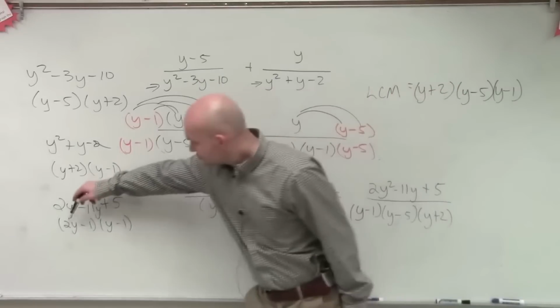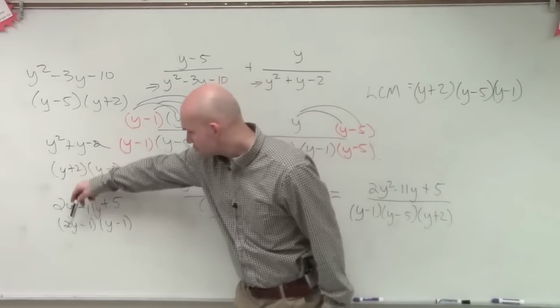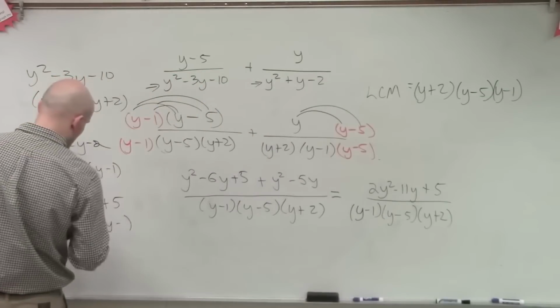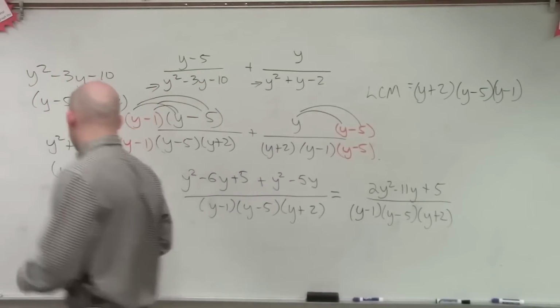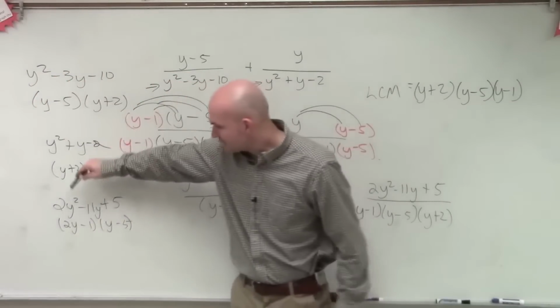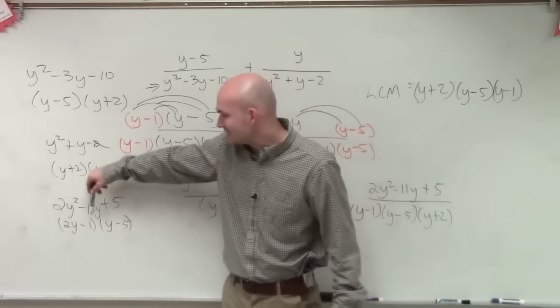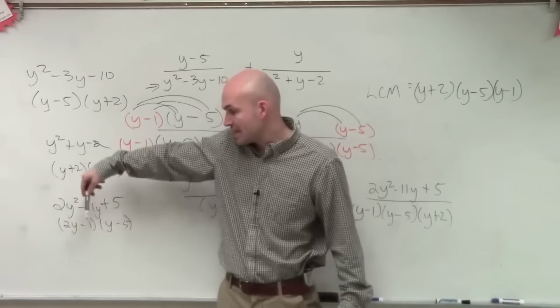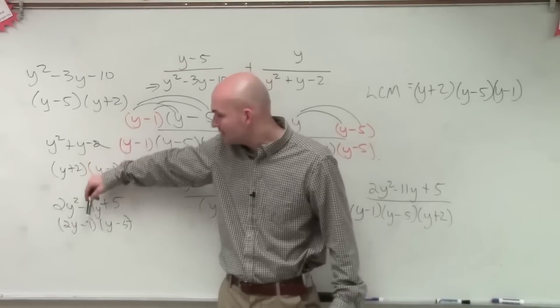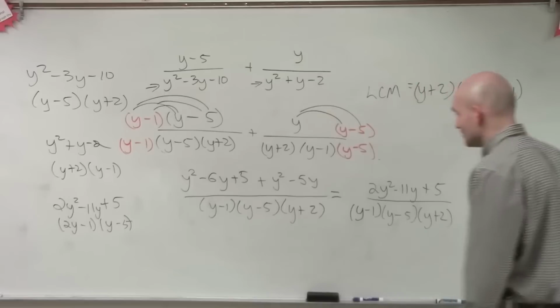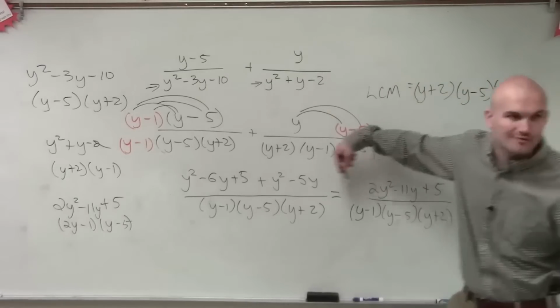Let's check it. 2y times y is 2y squared. 2y times negative 5 is negative 10y. Y times negative 1 is negative 1y, which adds up to give you negative 11y. And negative 1 times negative 5 is positive 5. So if you wrote it here, guys, you're very, very close.